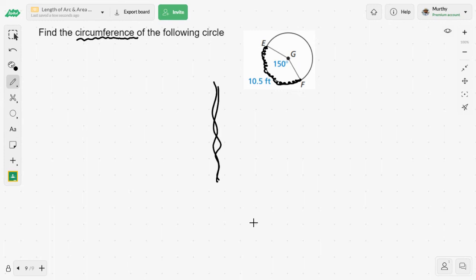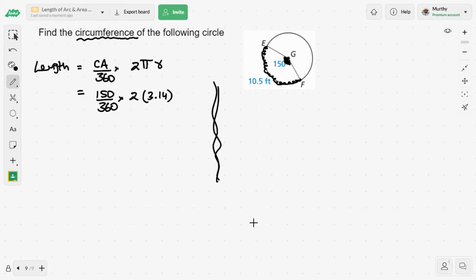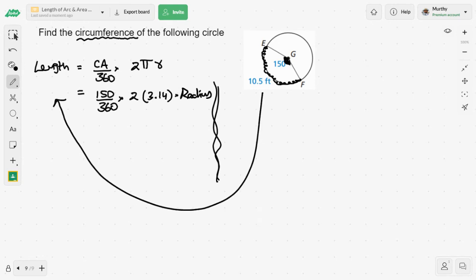Let me write the length of arc formula first. Length of arc equals central angle over 360 times 2 times pi times r. The central angle is this angle connected to the given arc. Therefore, 150 over 360 times 2 times pi. Pi value, let me take 3.14, times radius, which I don't know. Let it be radius, and the length of arc goes here, which is 10.5.